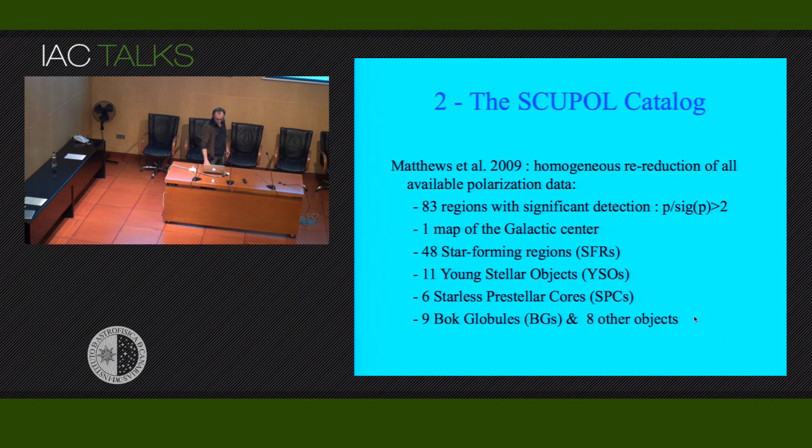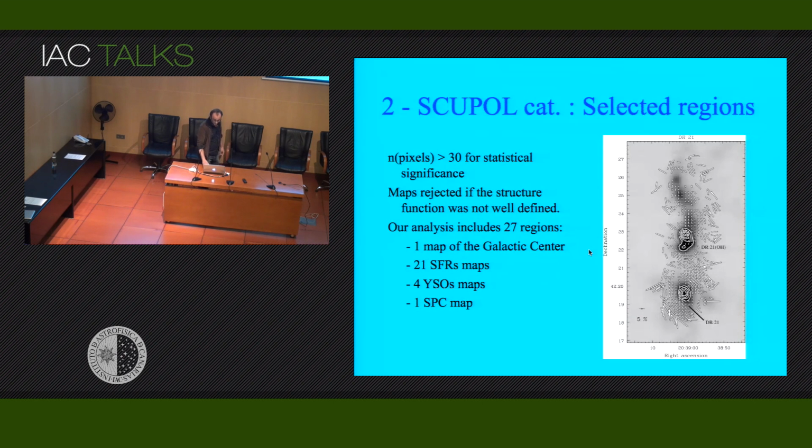And we have also other objects actually, but I didn't mention everything. Basically the talk will be about the star-forming regions and the molecular clouds. So here is an example.